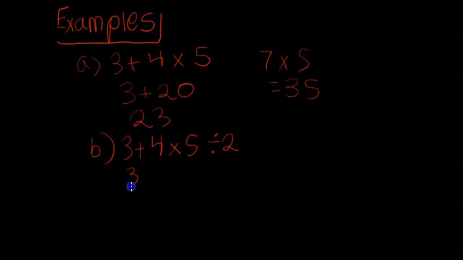We don't add first, so we're going to leave the 3 plus, then 4 times 5 is going to be 20, divided by 2. Then we're going to divide, which will be 3 plus 20 divided by 2 is 10. And then we add, so the answer is 13.